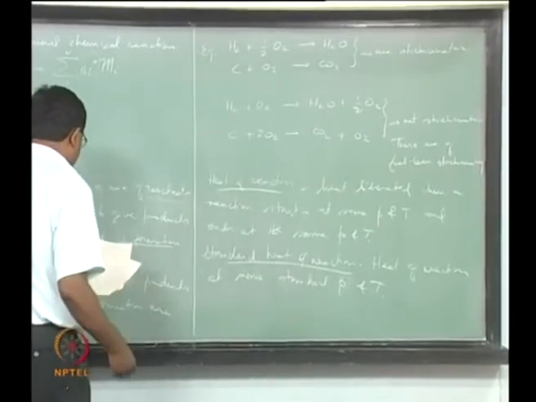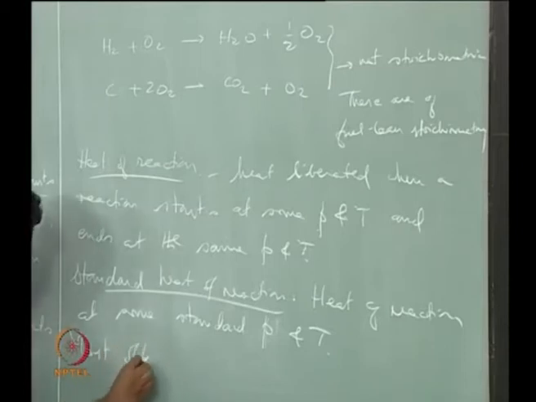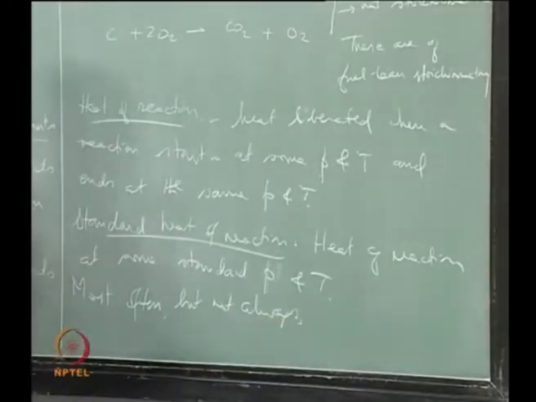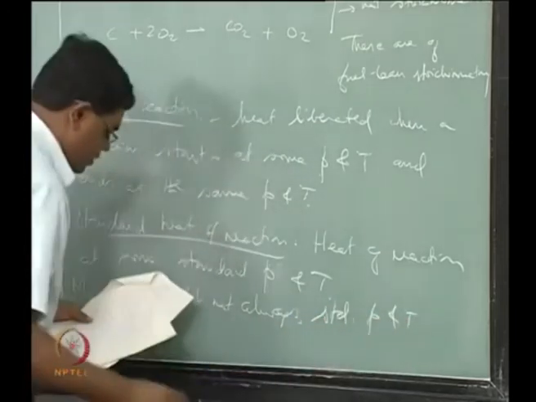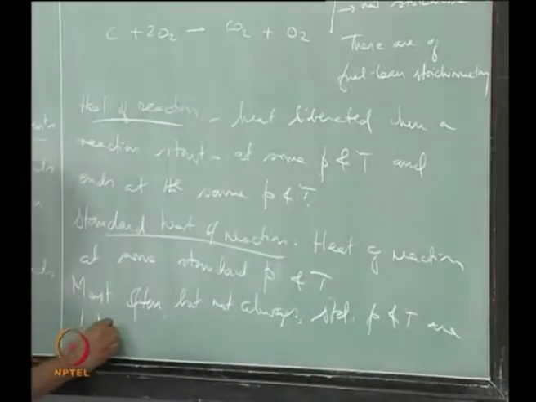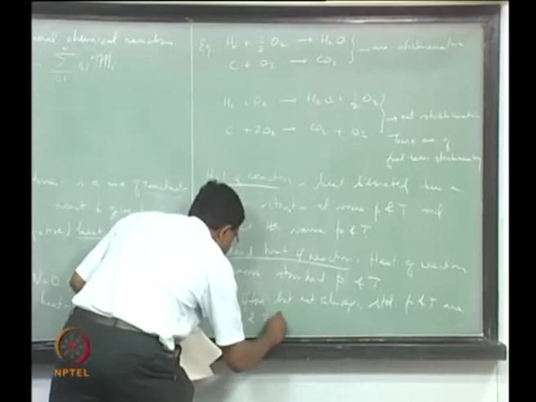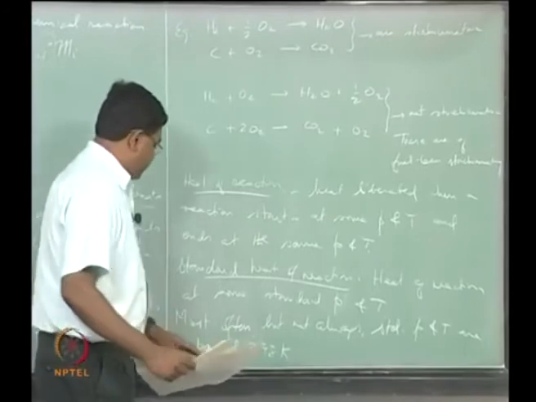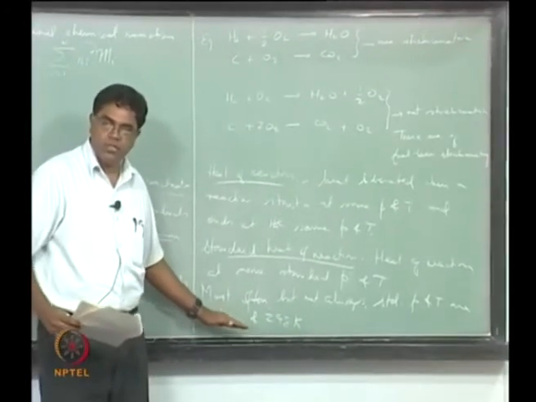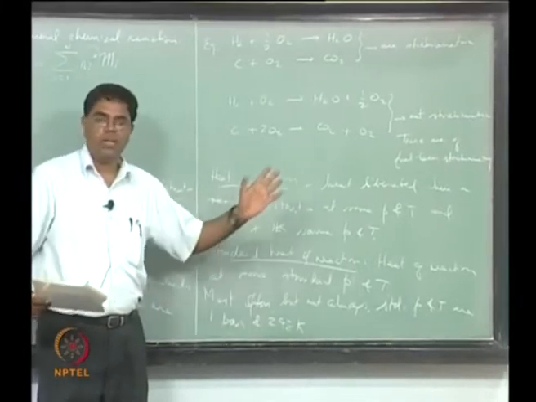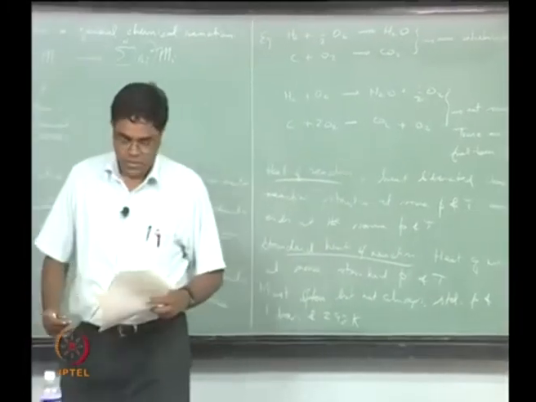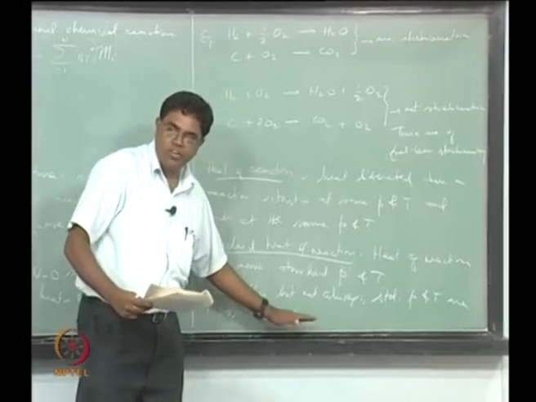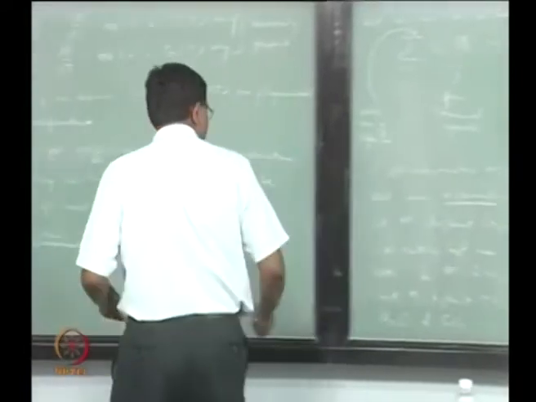So we will now take, for example, most often, but not always, standard P and T, or 1 bar and 298 Kelvin, right. Now 1 bar is like 10 to the 5 Pascals. Pascals is actually the SI unit for pressure, but atmospheric pressure is approximately 1.01325 bars. Therefore we go in terms of bars instead of Pascals itself. And 298 is pretty convenient, okay. It is about 25 degrees Celsius, which is reasonably warm. So it is not unrealistic for, let us say, Indian conditions or something.